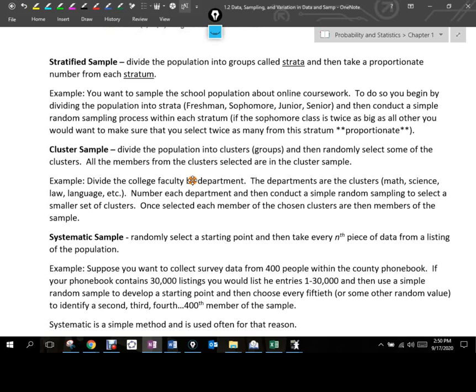Cluster sampling means I'm going to take the population and break it up into freshmen, sophomores, juniors, seniors, and then I'm going to choose one of those groups to be my sample. So maybe I choose seniors to be my sample. Does that make sense? That's a little bit different than a stratified sample. Now, if I pick my seniors, is that going to be a good representation of my high school population? No, right? Okay.